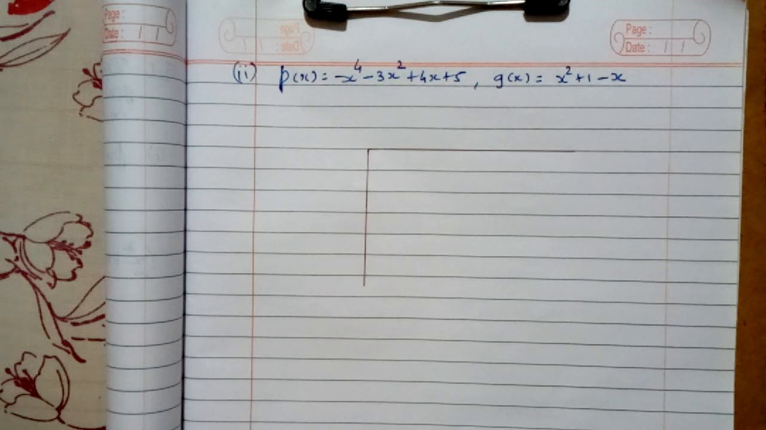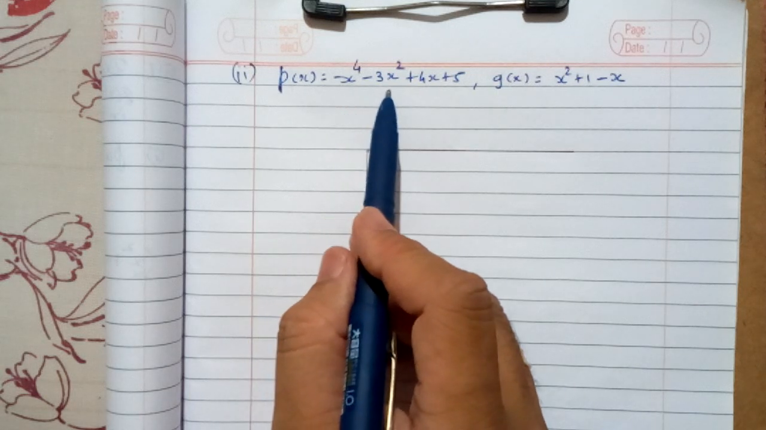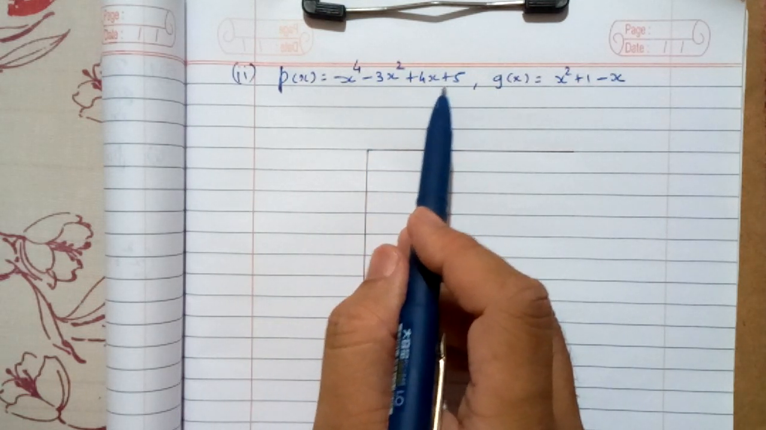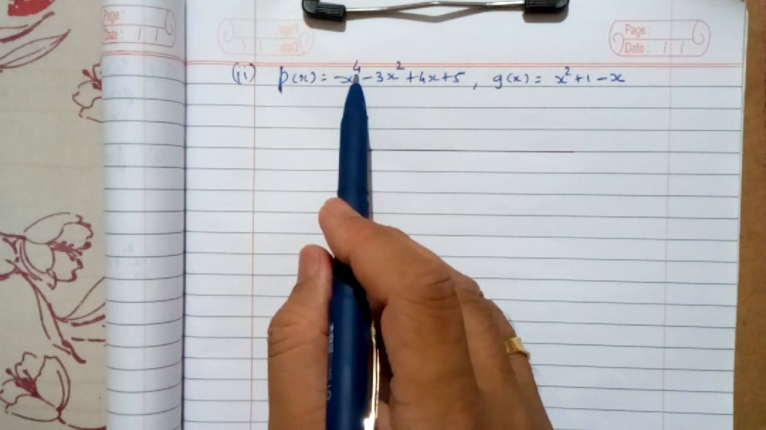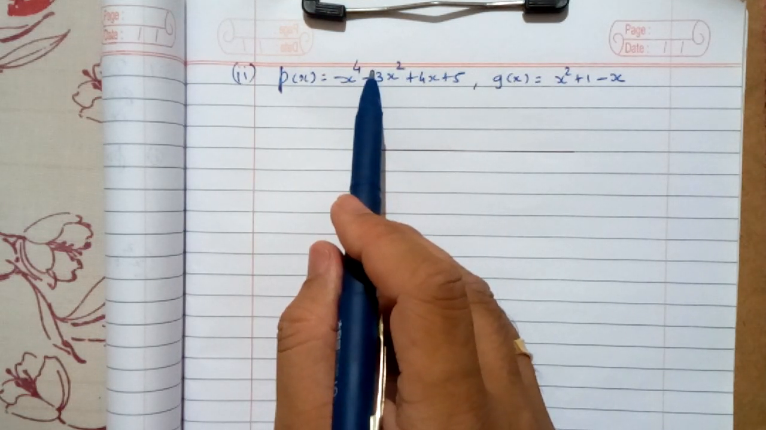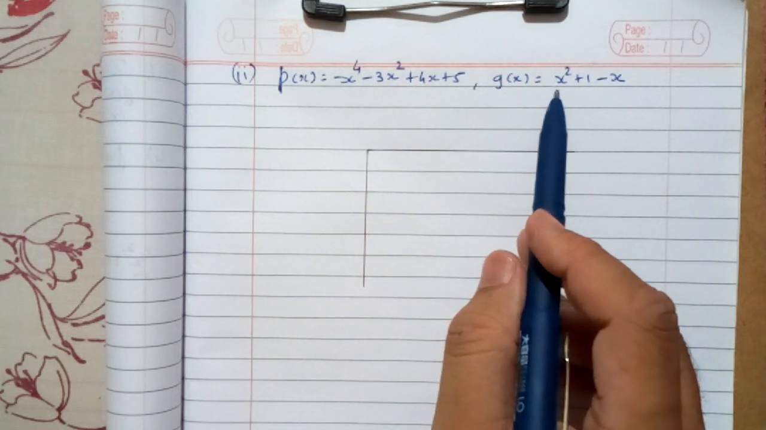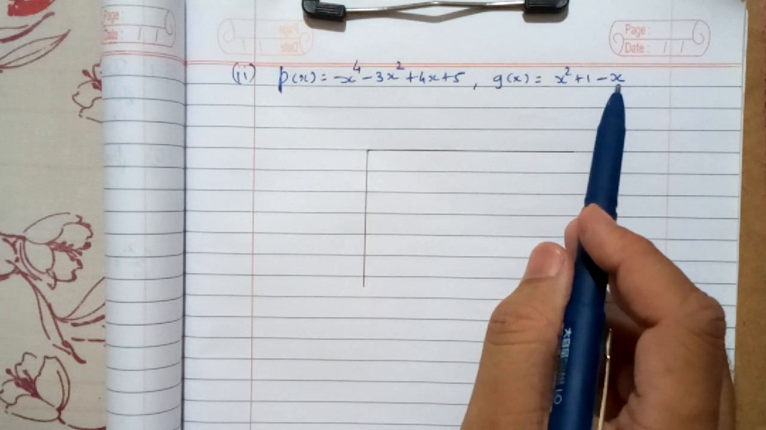Dear friends, we take another example. Second one: p(x) is given as x to the 4 minus 3x square plus 4x plus 5. You can see one term is missing. Which one? After degree 4 there must be degree 3, but it is not given, that is 0x cube. Here the x square plus 1 term is missing. No, minus x is here.